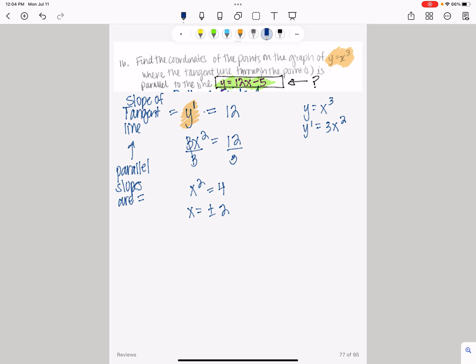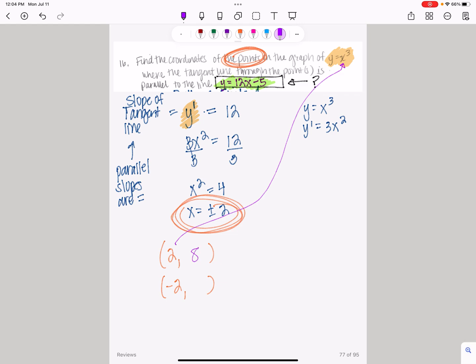And it says the point, or more than one point. There's going to be more than one point because I'm going to have x equals 2 and x equals negative 2. Well, what point lies on y equals x cubed when x is positive 2? When x is positive 2, 2 cubed is 8. And when x is negative 2, negative 2 cubed is negative 8. So the 2 points are (2, 8) and (-2, -8).